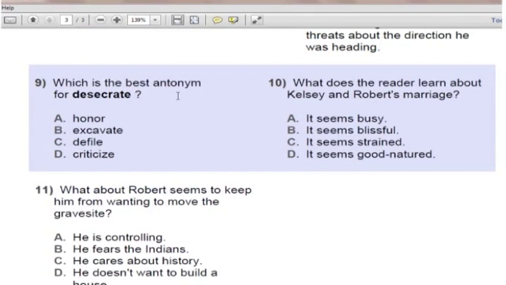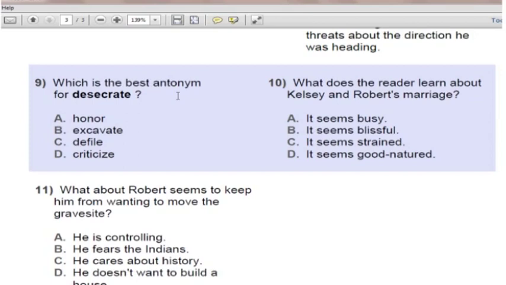Question number 9 is, which is the best antonym for discreet? A. Honor. B. Excavate. C. Defile. D. Criticize. The option is A.